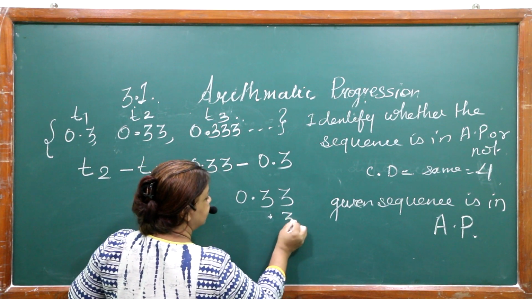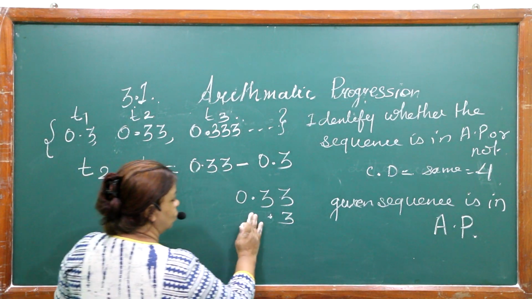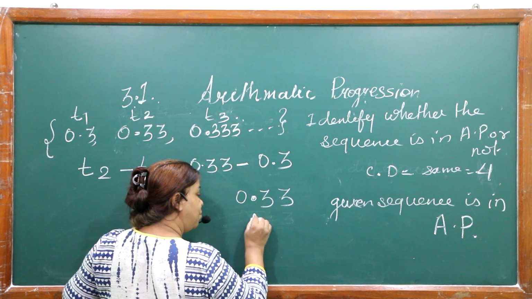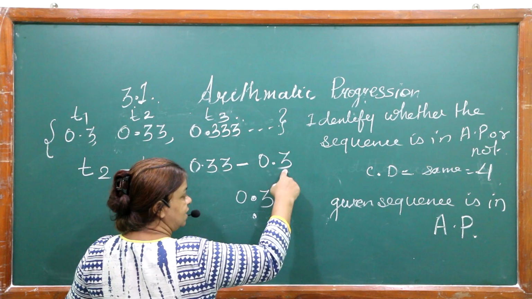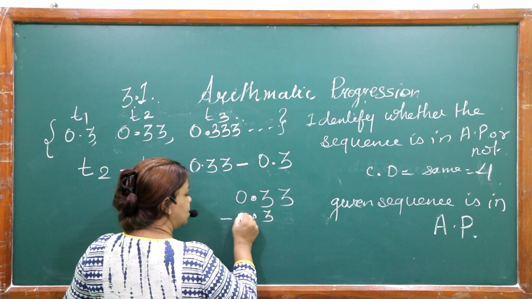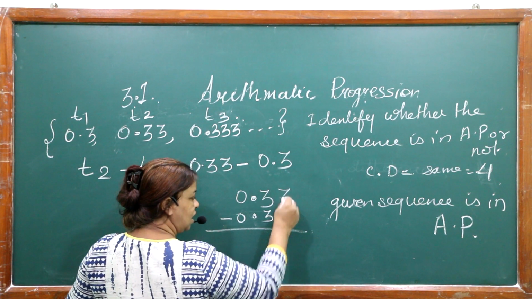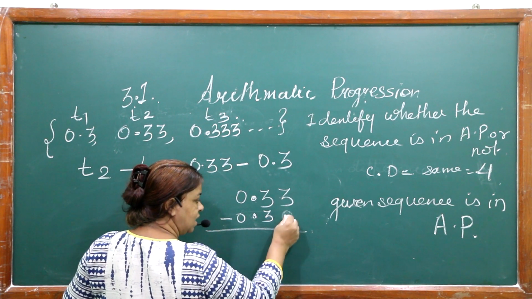What do children do, you know? They write 0.3 like this. No. Below the point, write the point of the next term. And after the point, what is there? 3 is there. And do the subtraction. 3. Here nothing is there, so 0. 3 minus 0 is 3.